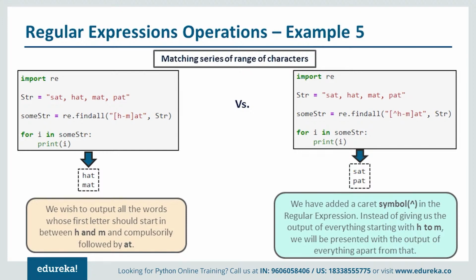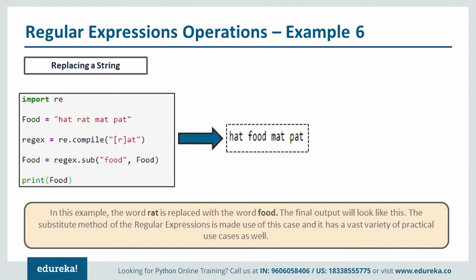So you can say A hyphen Z, that whatever characters are present between the A and Z should be picked up and validated. So this is how the regular expression works and how the matching of a series or range of characters really works here. Now in this one also we are trying to work with substitute.